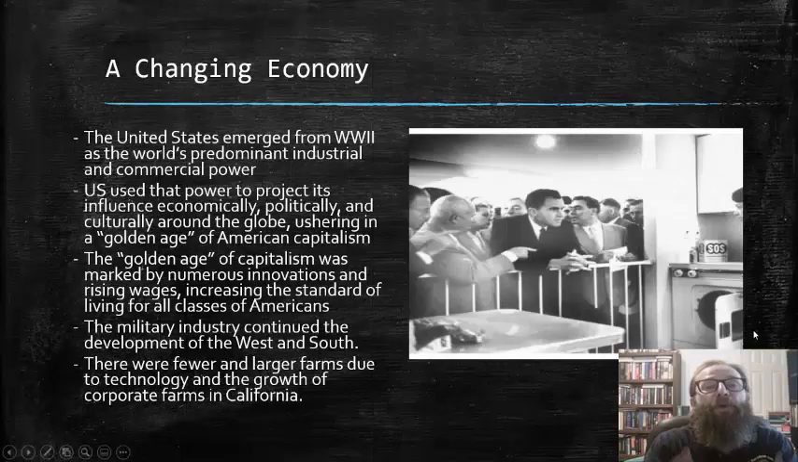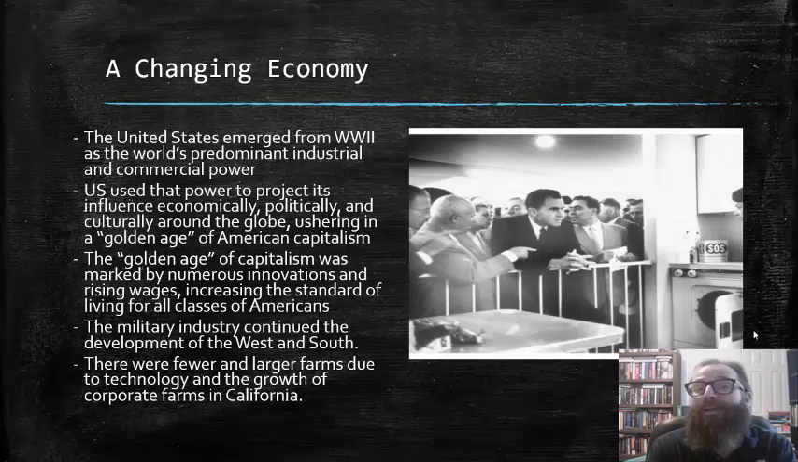The United States emerged from the Second World War as the world's predominant industrial and commercial power. The United States used that power to project its influence economically, politically, and culturally around the globe, ushering in a golden age of American capitalism. This so-called golden age of capitalism was marked by numerous technological innovations and rising wages, increasing the standard of living across the board for all classes of Americans.